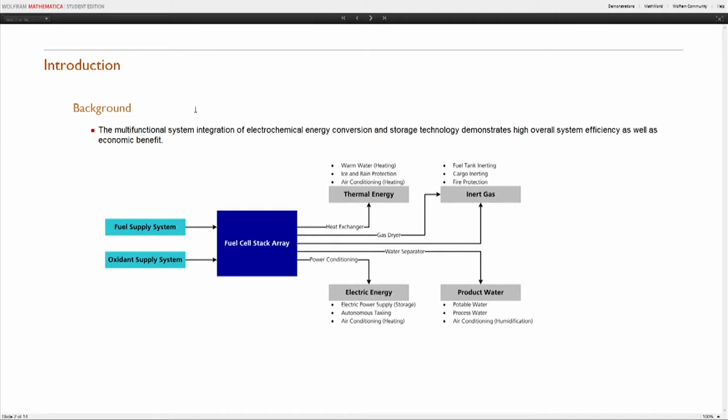We use the product water of the fuel cell for potable water, processed water, also for humidification in the air conditioning. And the inert gas is used, if it's dried inert gas, we can use it continuously for fuel tank inerting. And if it stays wet, we can store it somehow and use it eventually for cargo fire protection.